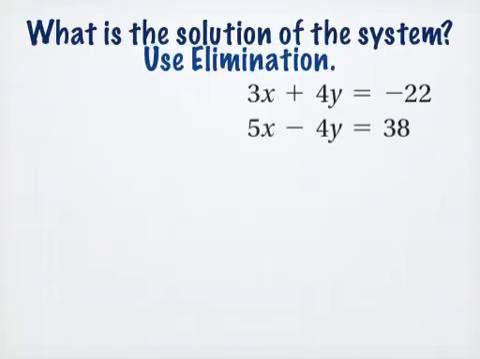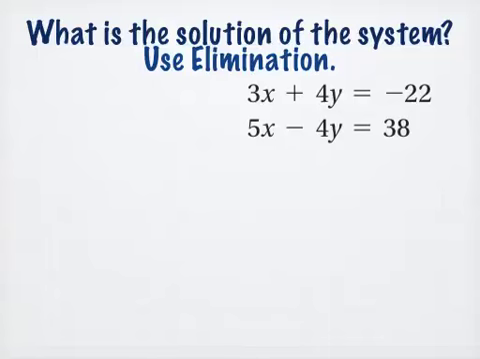This first example says, what is the solution of this system? Use elimination. We have 3x plus 4y equals negative 22, and 5x minus 4y equals 38. Remember, when we're adding or subtracting, we can only combine like terms. So we need to add or subtract the 3x and 5x, the 4y and negative 4y, and then negative 22 and 38. But what we want when we add or subtract is for one of the variables, either x or y, to be eliminated, or to add or subtract to equal 0.